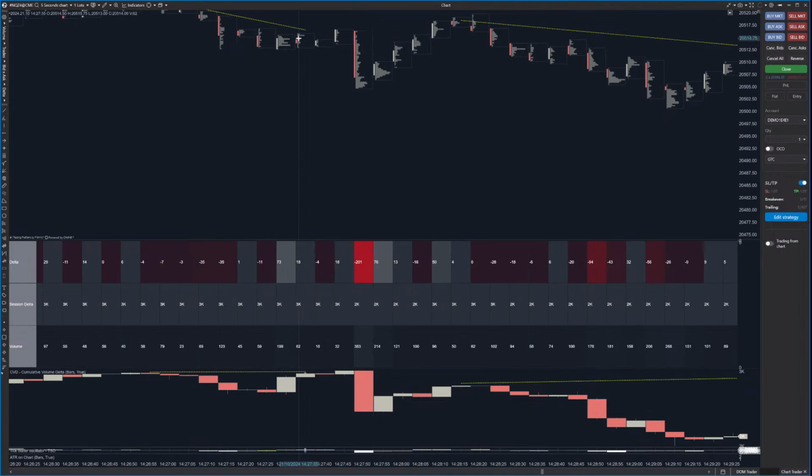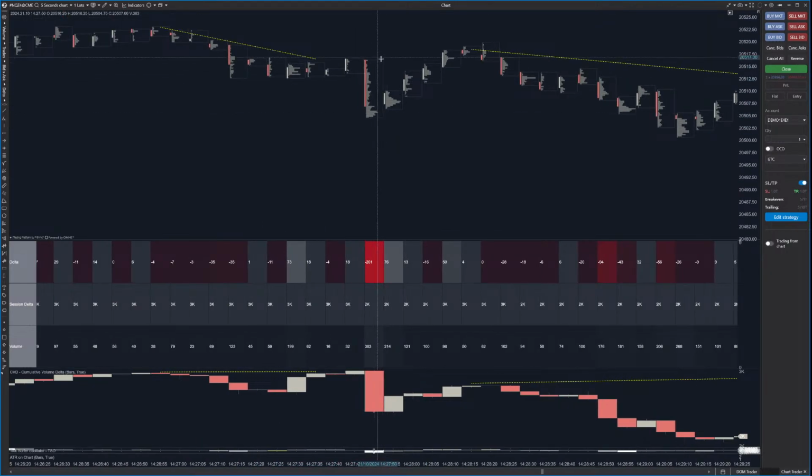So each of these, I know they look a little bit different than what you're maybe used to with normal candlesticks, but each of these is one 5-second bar, right? And below here, we then see the delta reading. So in this bar, for example, we saw a negative 201. That means there were 201 more contracts being aggressively sold compared to the aggressive buyers.